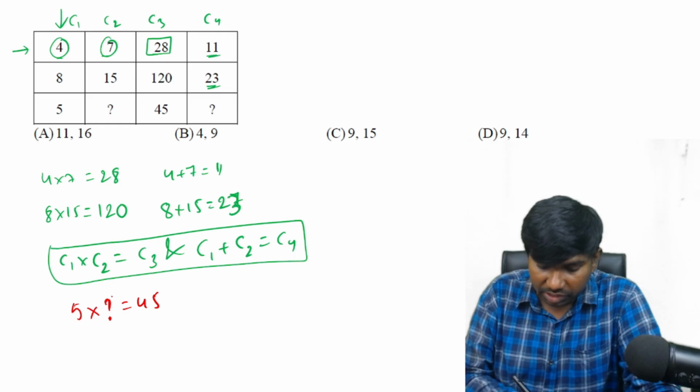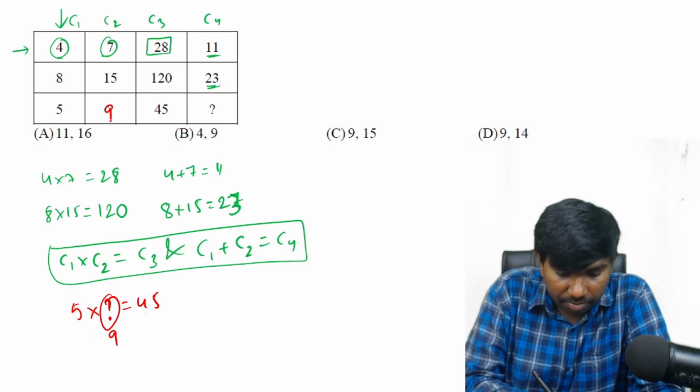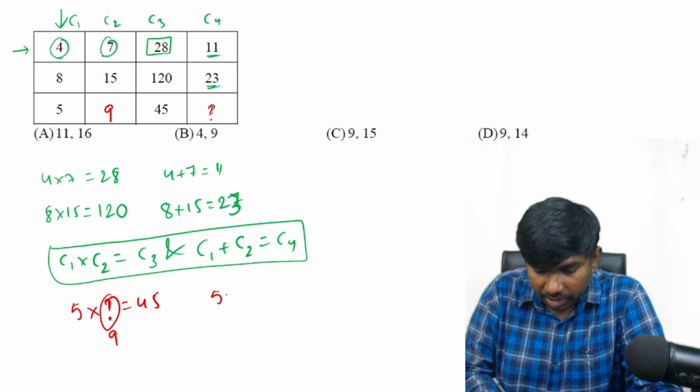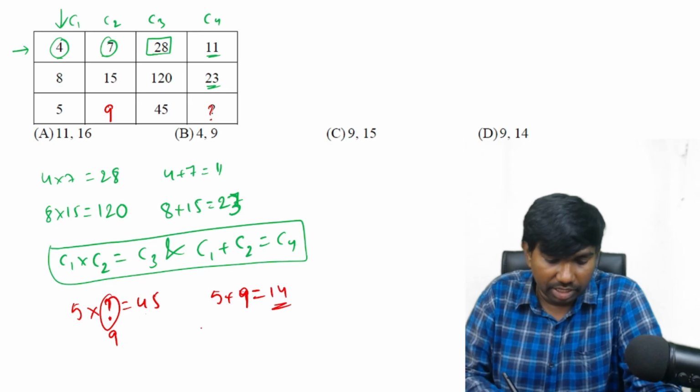Which number is satisfying this question mark place? Yes, it is 9, right? 5 nines are 45. So 9. So after filling up this place with 9, then we need to find this value. 5 plus 9 must be the column 4 number. So 5 plus 9 is 14. So that is our another answer.